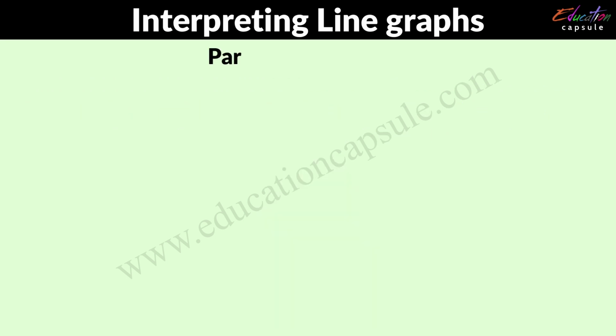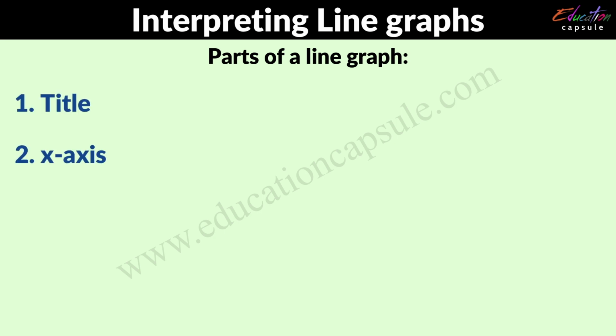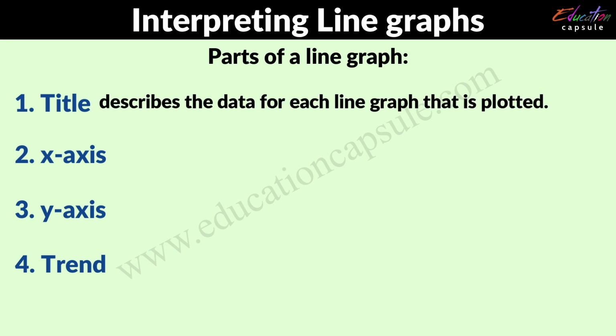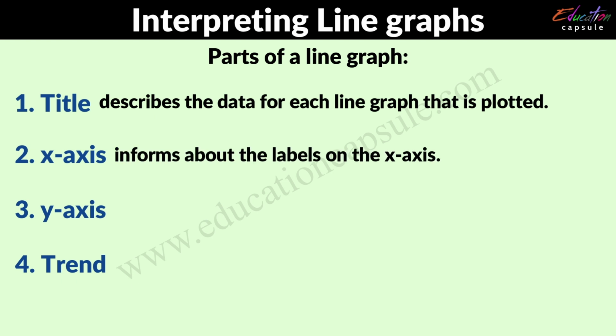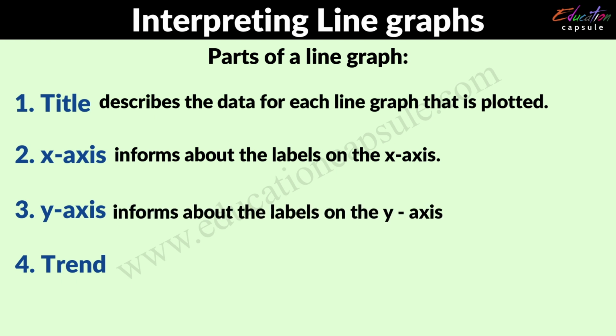Now, what are different parts of line graph? Number 1 is title. Number 2 is x-axis. Number 3 is y-axis. And number 4 is trend. Title describes the data for each line graph that is plotted. X-axis informs about the labels on the x-axis, whereas y-axis informs about the labels on the y-axis.